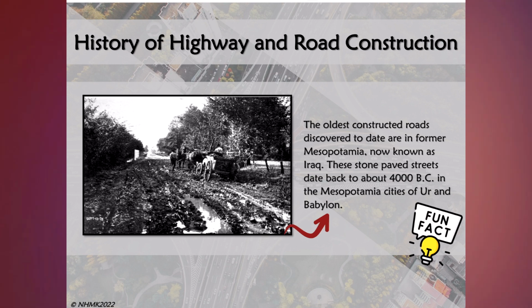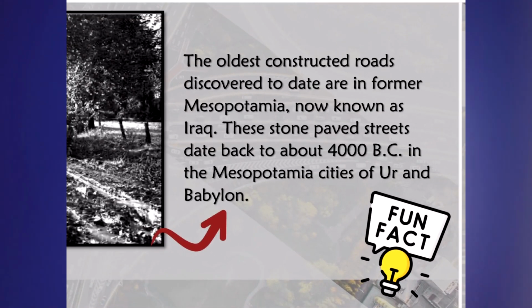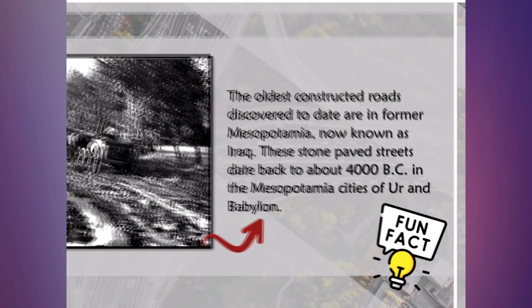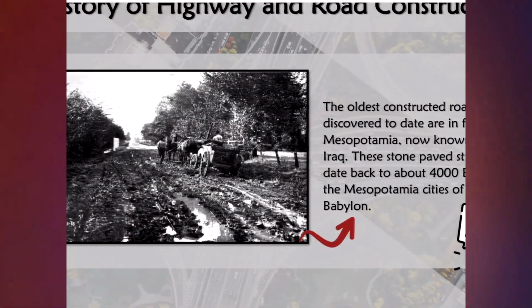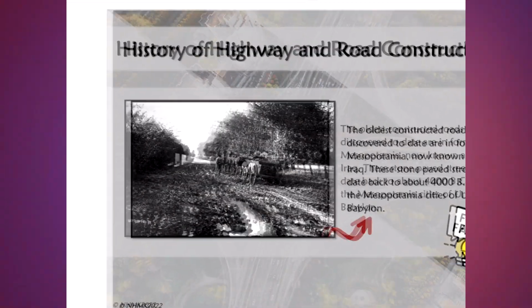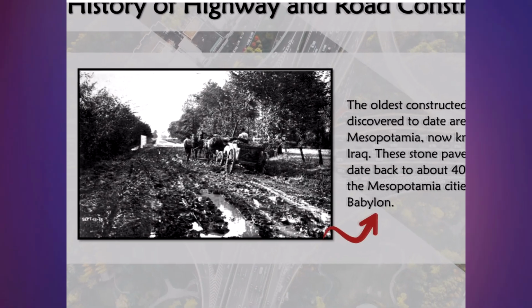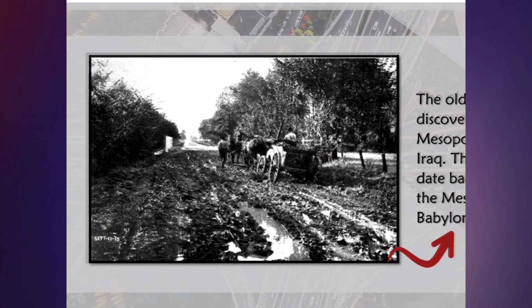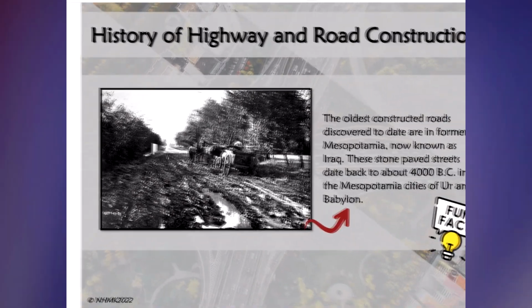Now let's look at the history of highway and road construction, so we can learn where it all began. Rome wasn't built in a day. Yeah, that's right. The oldest constructed roads discovered to date are in former Mesopotamia, now known as Iraq. These stone-paved streets date back to about 4000 before Christ in the Mesopotamian cities of Ur and Babylon. Here's a little photograph to give you a picture of how roads used to look.